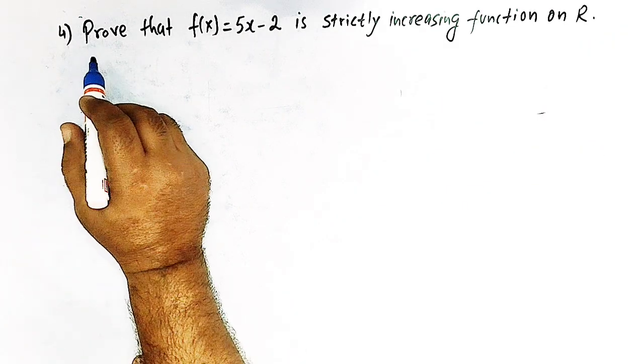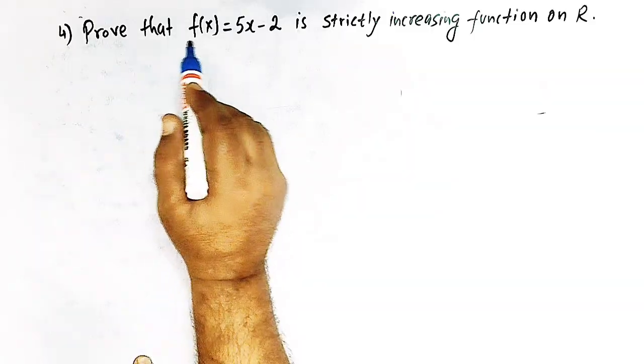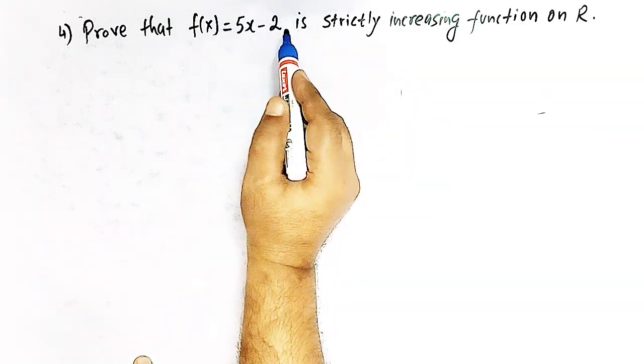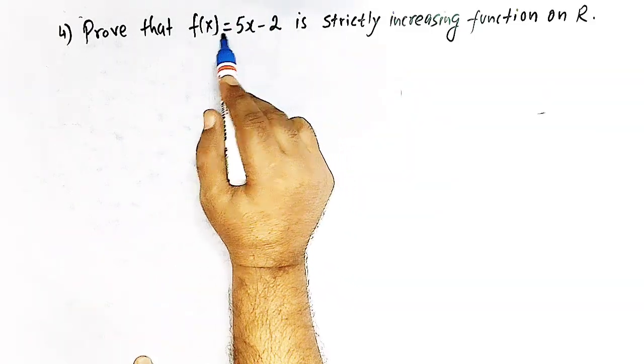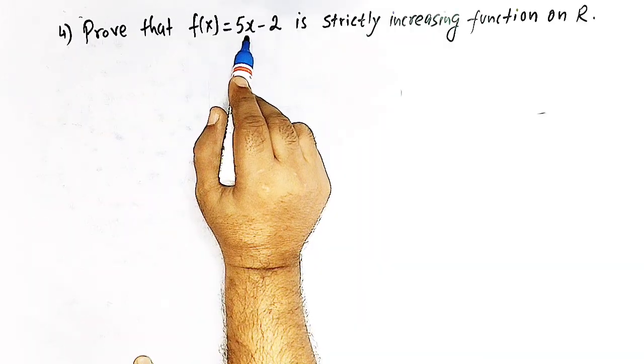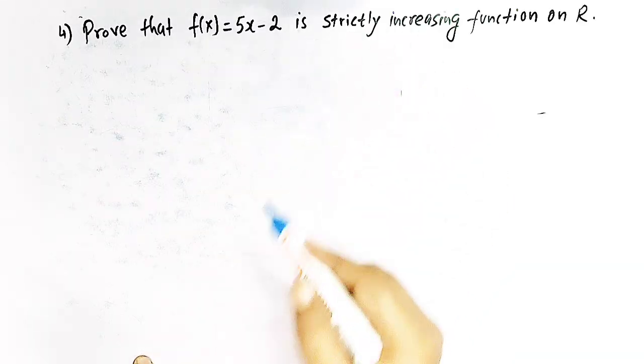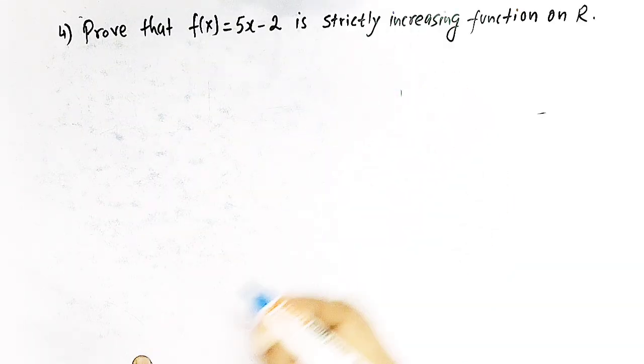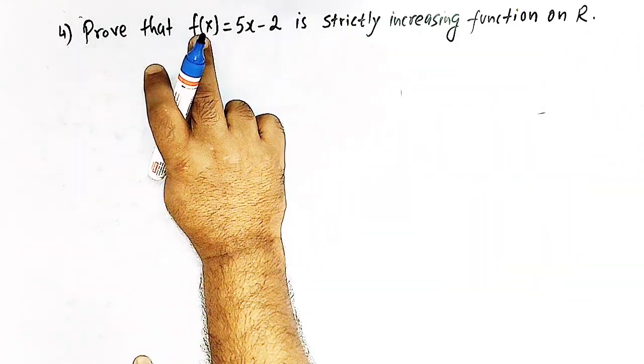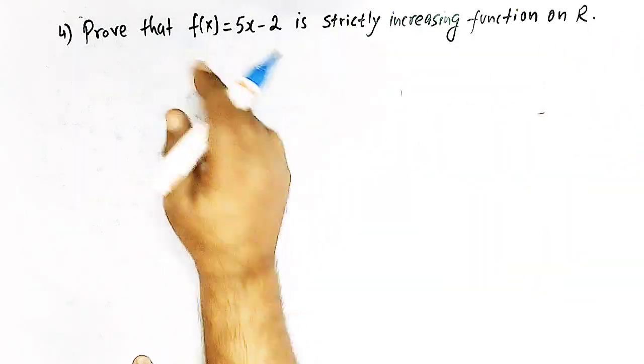So now consider this problem where we have to prove that the function f of x, which is a linear function here, f of x is equal to 5x minus 2, is a strictly increasing function on the set of real numbers. So let us now first find out the derivative of f of x.